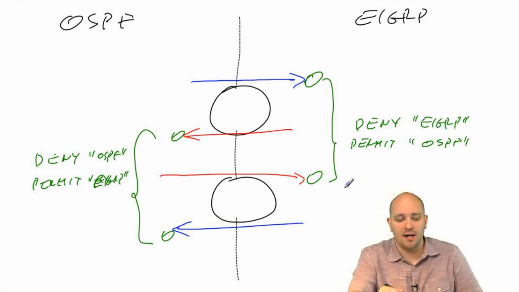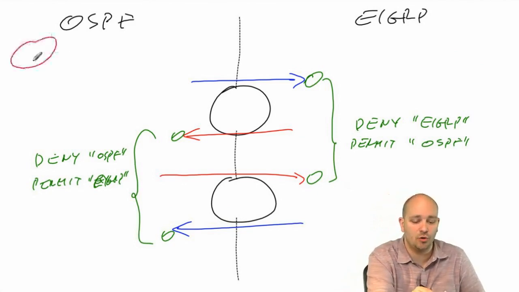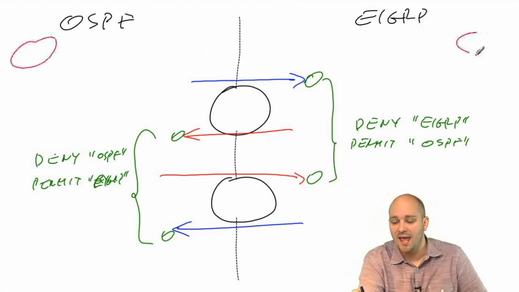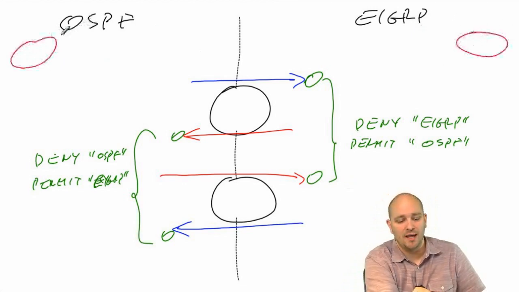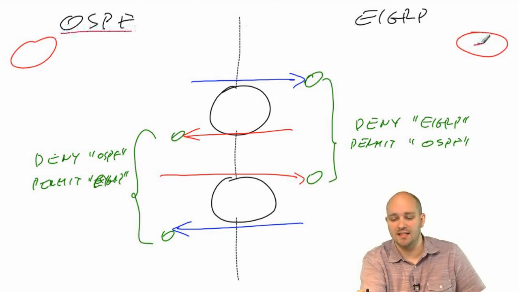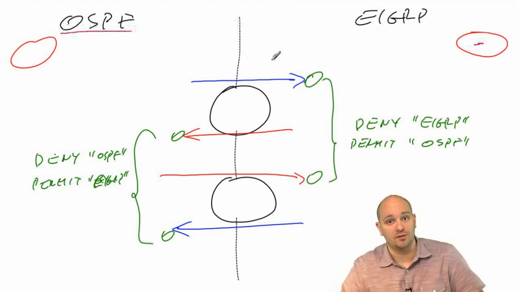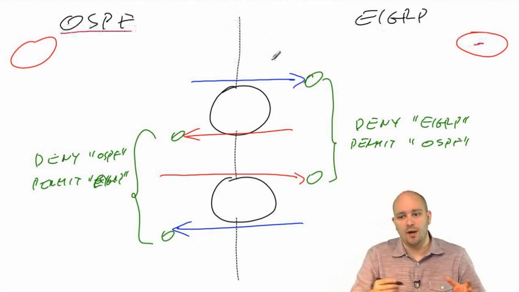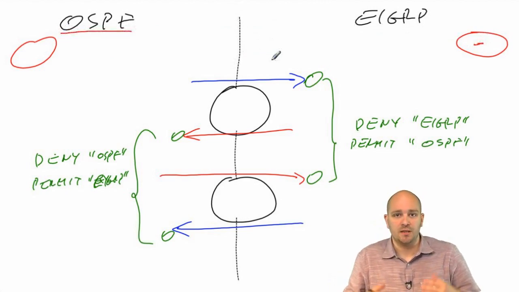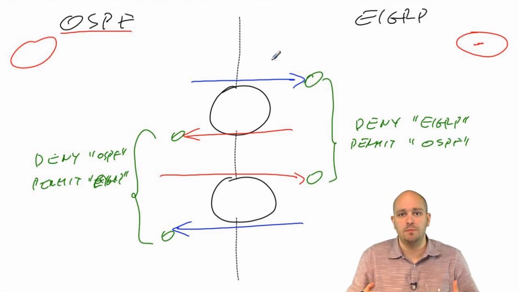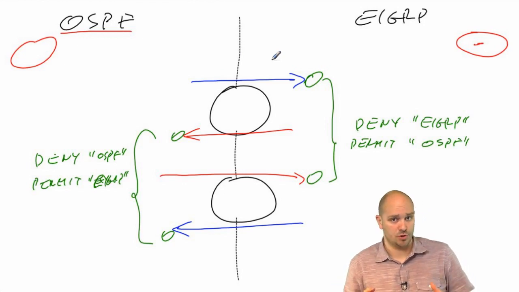Now, keep in mind here that I don't care if these routes in OSPF are internal or external, and the same thing in EIGRP, as long as we are not talking about these routes at this point. If this is the case, then we need to add a third router here, because that would be a third redistribution point. So whenever we are analyzing the redistribution scenarios, you have to keep in mind all the redistribution points.